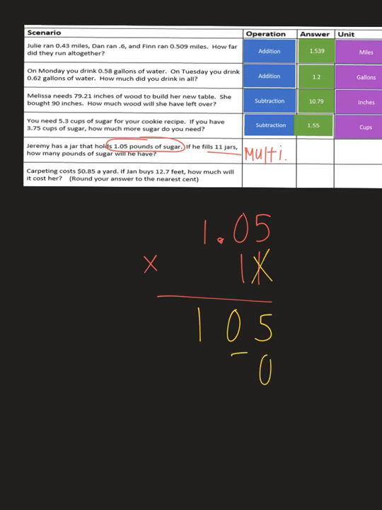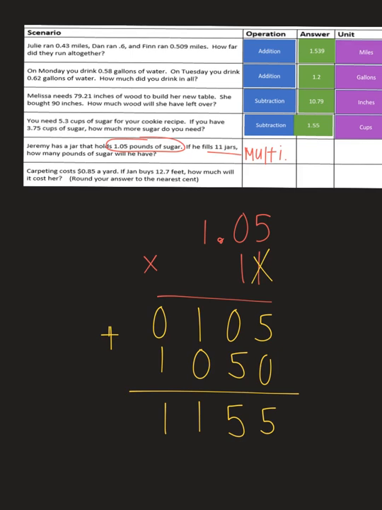1 times 5 is 5. 1 times 0 is 0. 1 times 1 is 1. From here, you add your products. I do need a placeholder of a 0. Now 5 plus 0 is 5. 0 plus 5 is 5. 1 plus 0 is 1. And 0 plus 1 is 1.